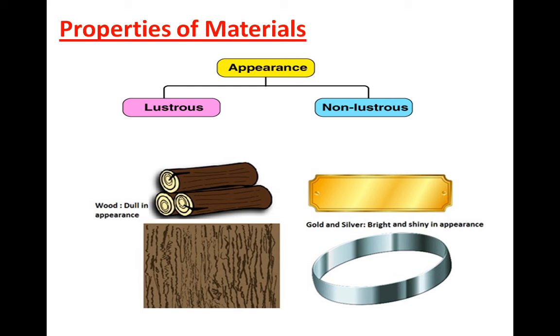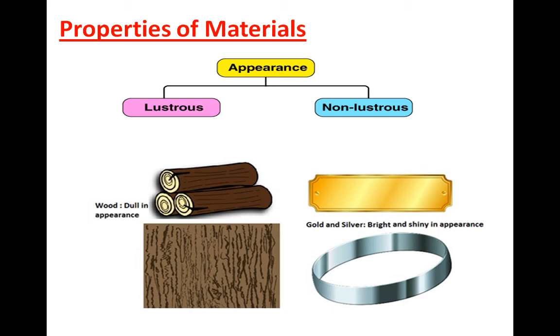So the first property is appearance. Now what is meant by appearance? See, materials usually look different from each other. Correct? Paper looks different from cloth. Wood looks different from iron. Iron looks different from copper. Correct? And at the same time, there are some similarities also.